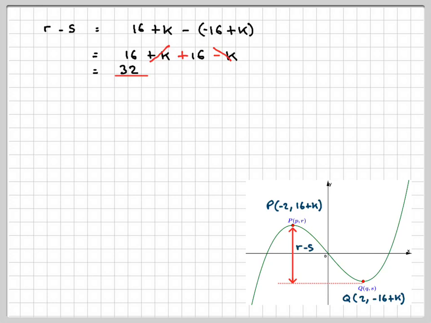Okay, so this has been a video to show you how to find the difference between the y coordinates of a maximum and a minimum point.